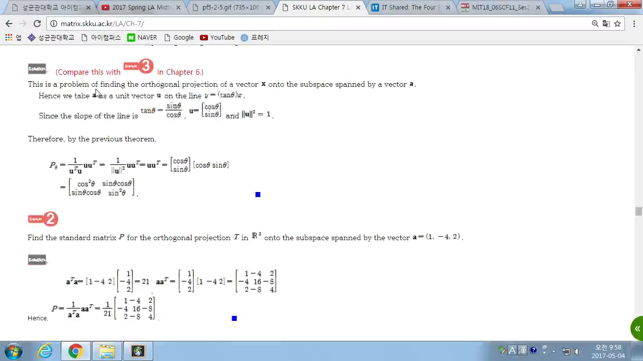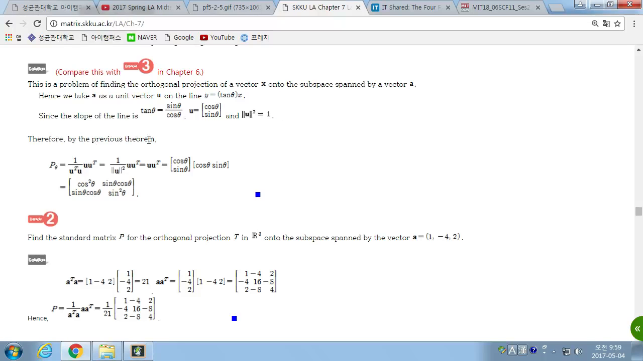Okay, here you can compare this with example 3 in chapter 6. This is a problem of finding the orthogonal projection of a vector x onto the subspace spanned by a vector A. Hence, we take A as a unit vector u on the line y is equal to tangent theta x. Then what's the slope? Tangent theta, which is sine theta over cosine theta. You know it. Then let u be cosine theta, sine theta. Then the norm of u is 1, so it is already a unit vector.